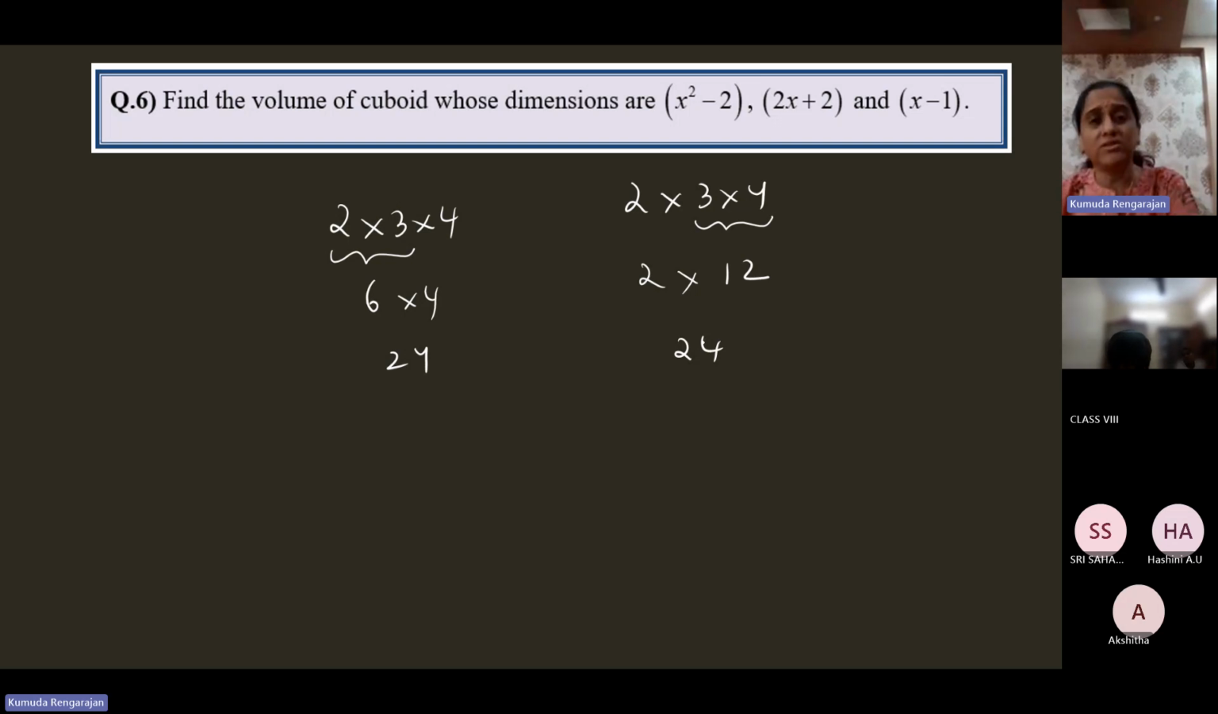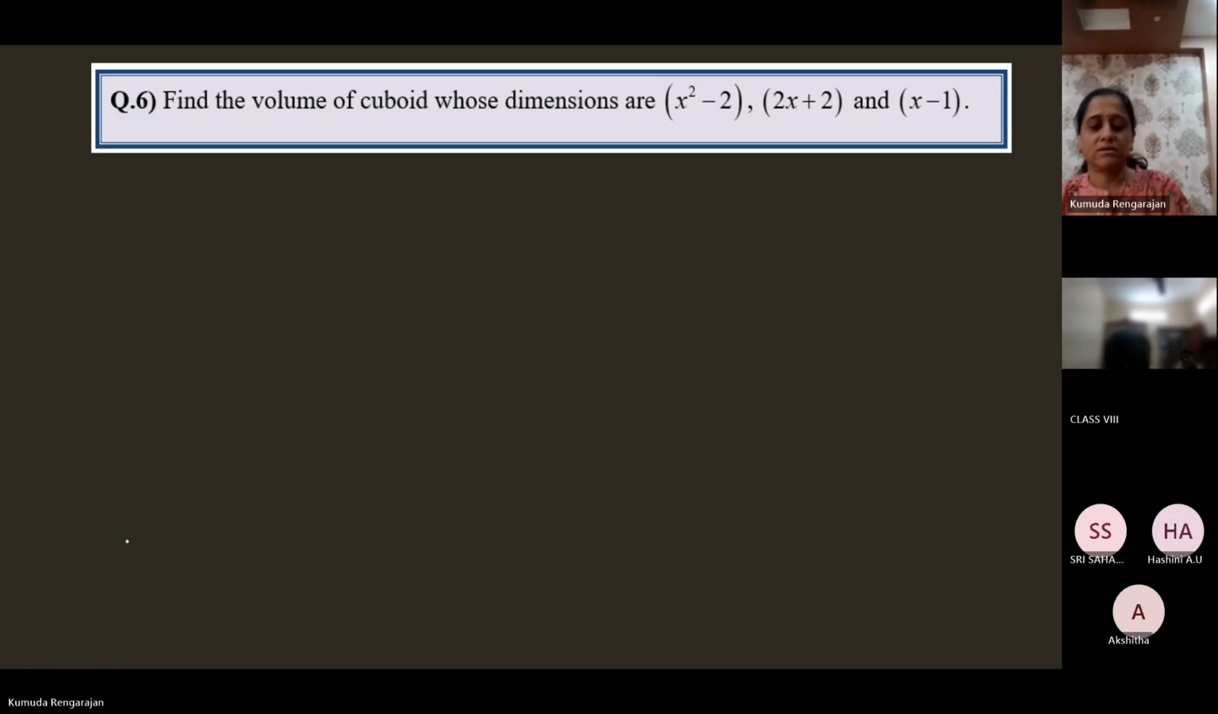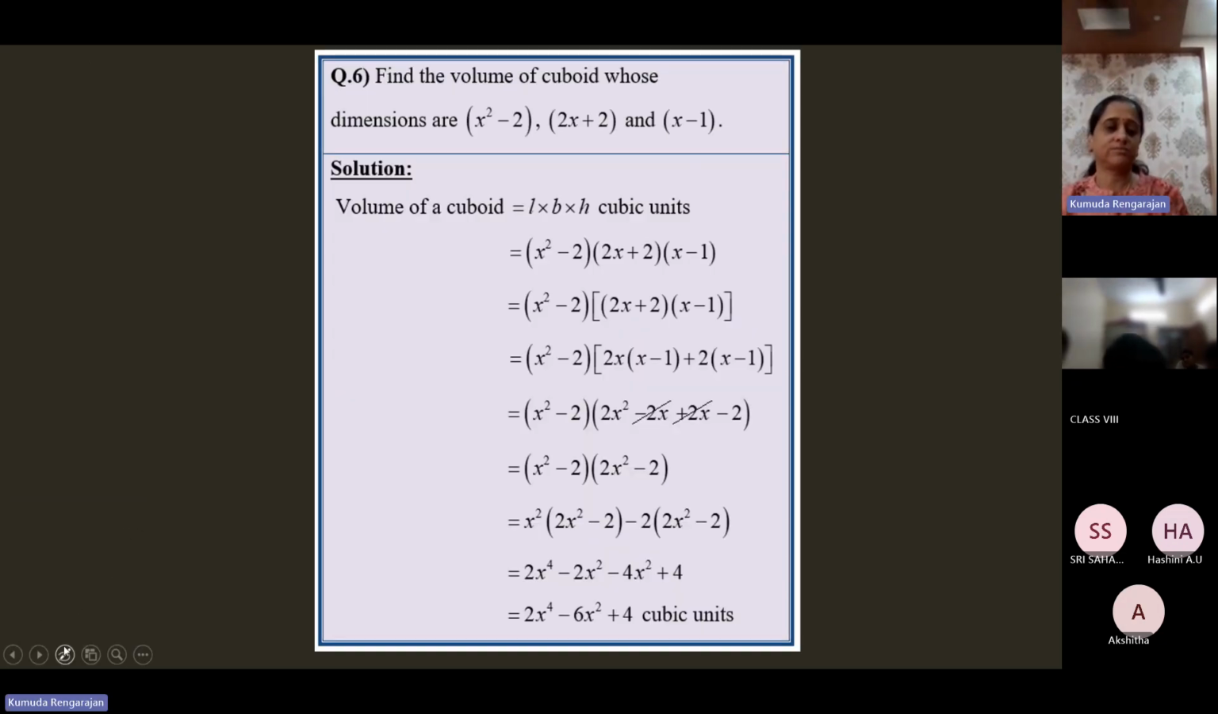You cannot multiply all the three at the same time. You will have to multiply any two first, then that product with the next one. Same thing, like how you deal with numbers, we do the same with expressions. If this question is given separately, the heading will be find the continued product, because you have to find the product and again a product. So continued product.